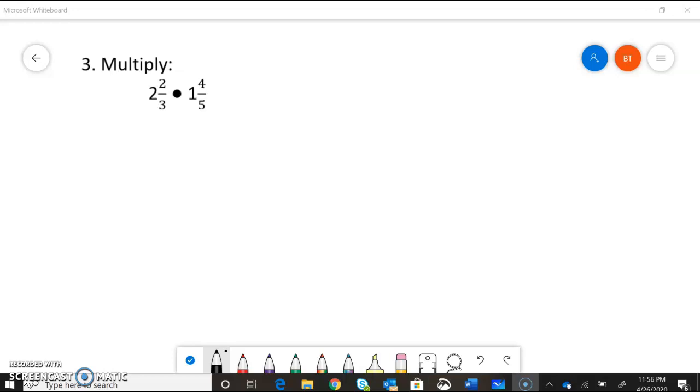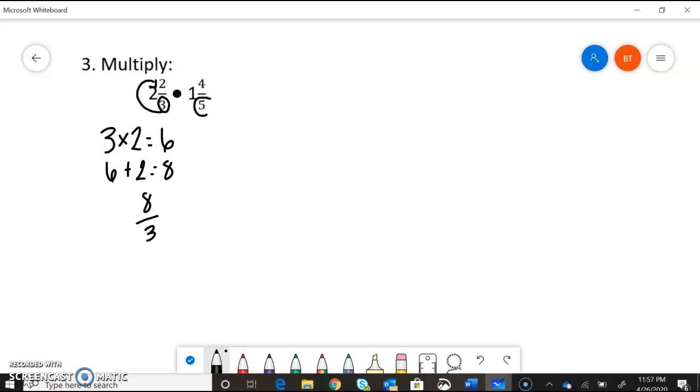So for 2 and 2/3, we start at 3. We go around. So we have 3 times 2, which equals 6. And then we do 6 plus 2, which is going to get us to 8. So now this is 8/3 because we keep our denominator.